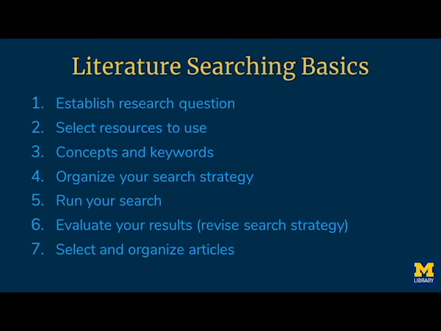Then I want to evaluate my search results, and this is where I may revise my search strategy. For instance, if I get 100 articles and only one of the 100 is useful to me, I need to rethink my search. Searching is like math, but it's also like diagnosis. We have sensitivity and specificity of the search results. What was the sensitivity of that search? What was the specificity? The seventh step is selecting and organizing articles.